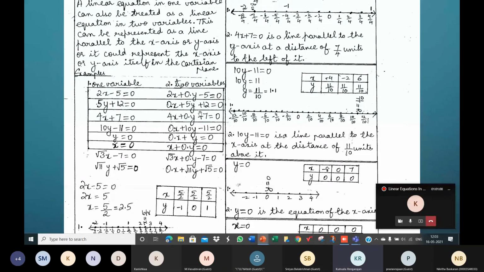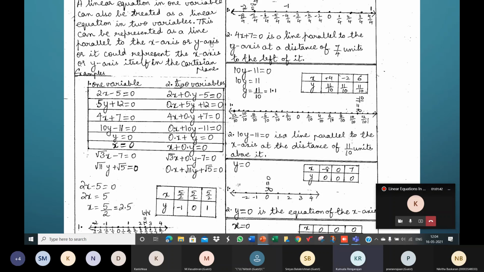Now, how will that line behave? What are the possibilities? That line can either be parallel to the x-axis, or parallel to the y-axis, or that line can represent the x-axis or y-axis themselves, because the x-axis and y-axis themselves are straight lines. So the lines may be parallel to the x-axis or parallel to the y-axis, or that equation can represent the x-axis itself or the y-axis itself.